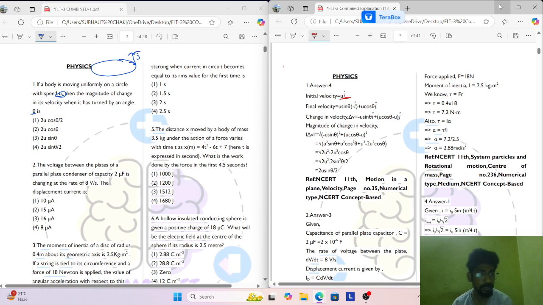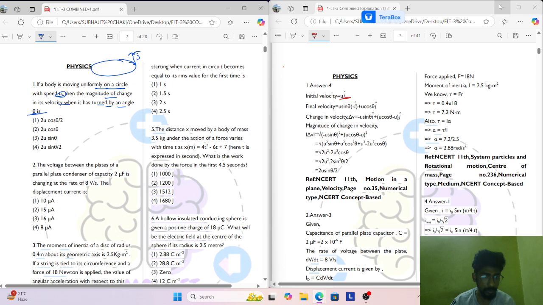The first question says that if a body is moving uniformly on a circle, in uniform circular motion, with speed u, what is the magnitude of the change in its velocity when it is turned by an angle theta? First of all, understand that whenever a particle or an object is moving in a circular motion, the velocity is always in the y direction, the tangential direction, the perpendicular direction. So we will take the unit vector as j.